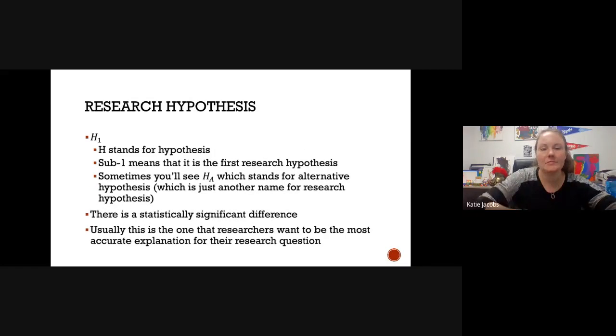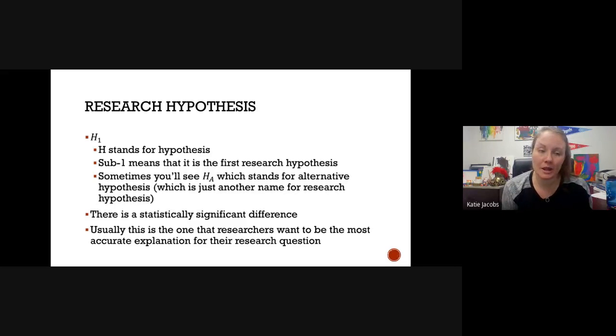Okay, so for our research hypothesis, again, H sub 1 stands for the research hypothesis. The capital H stands for hypothesis. Then the sub tells you what type of hypothesis that we're talking about. So for here, we see H sub 1 means it's the first research hypothesis. Sometimes you're going to see the research hypothesis called the alternative hypothesis. And some people are really particular about calling it that.